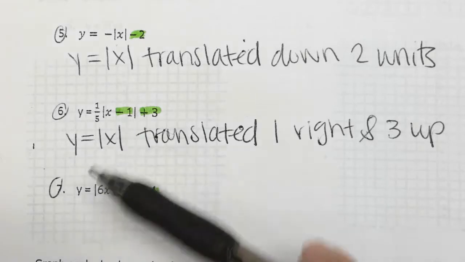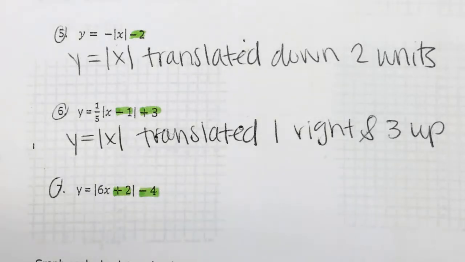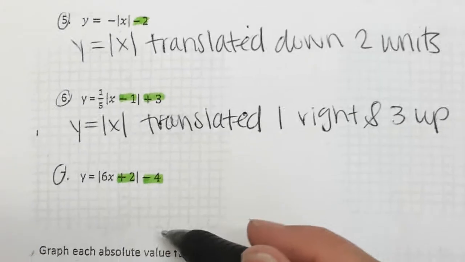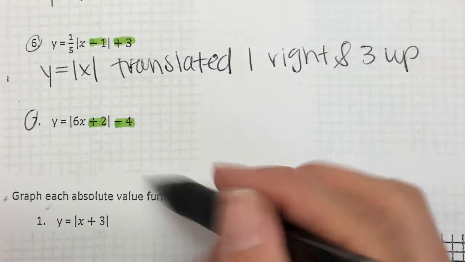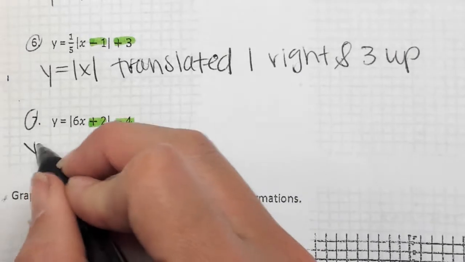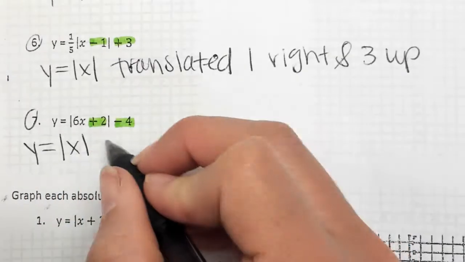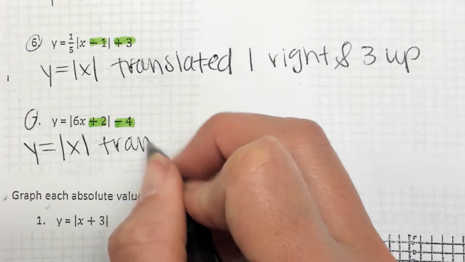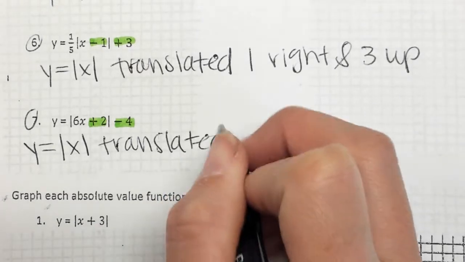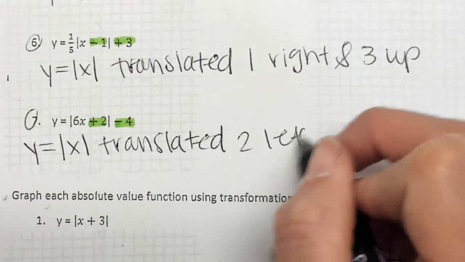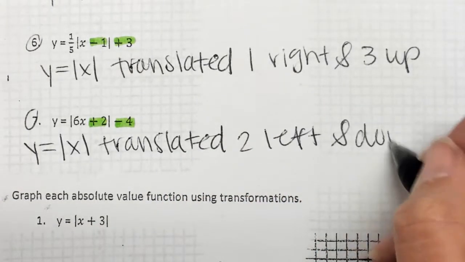And how did I know that this 1/5 didn't move it up or down or left or right? It's being multiplied. Translations are only when you do what? Add and subtract. So right here, Caleb, describe what y'all had for this one. Y equals the absolute value of x translated left 2 units and down 4. 2 left and down 4. Does everybody agree?